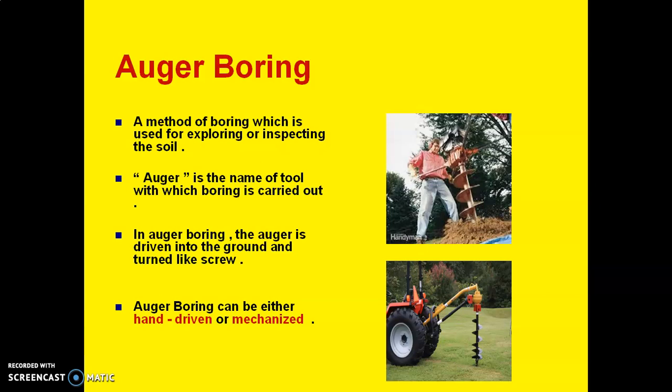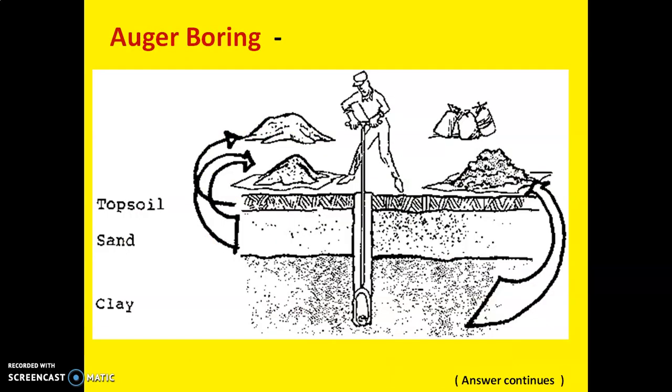In auger boring, the auger is driven into the ground and turned like a screw. Auger boring can be either hand driven or mechanized. Auger boring works by simultaneously jacking the casing pipe while the rotating auger removes the excavated soil. Auger boring provides a safe, slurry-free method of installing pipes and cable ducts also.